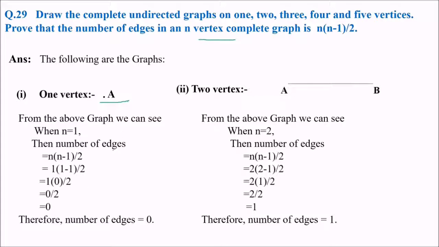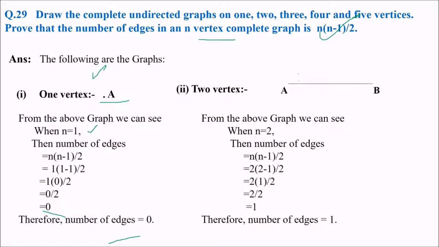This is our first, only one vertex. There is only one vertex. So in this graph, we see that n equals 1. How many edges will be there? Let us put n equal to 1 here in n(n-1)/2. So it will be 0. So there are no edges. Okay, this is fine for n equal to 1.